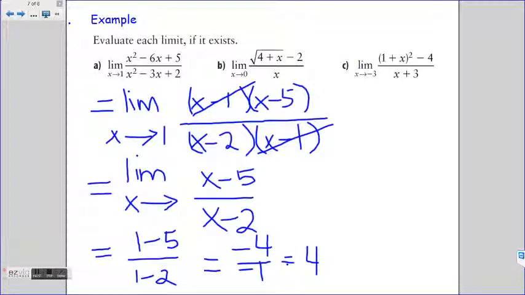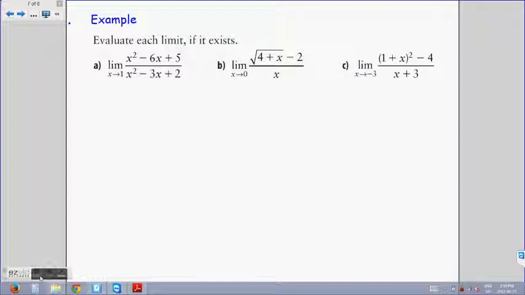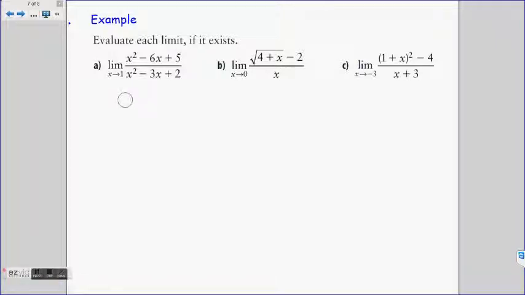So although at the beginning of the lesson we looked at simple examples where we didn't have to do any work in order to evaluate the limit, always check. Always check to see if you can simplify or factor, or if there's something that you could do. Looking at B now.